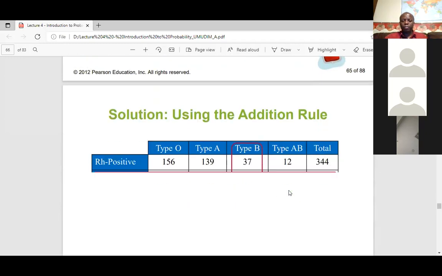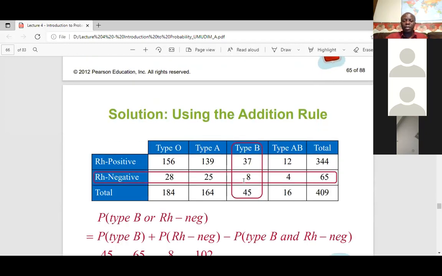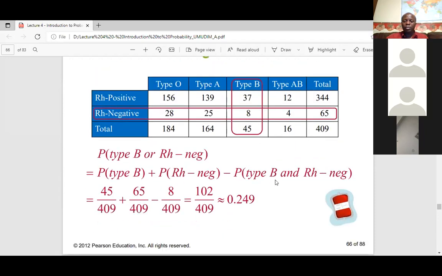But here, they are not mutually exclusive. You can see type A here, type B here, and RH negative here. So they intersect here. Because somebody can be type B and RH negative, we subtract that part, which is 8 out of 409. If this were mutually exclusive, then this part would not be necessary. We would be left with only these two sides. Okay?